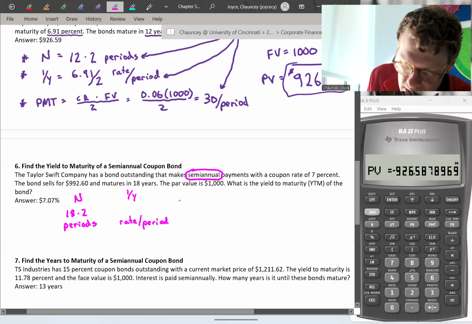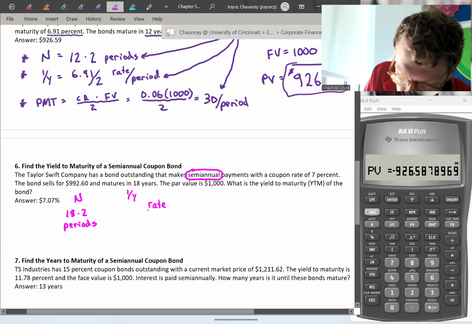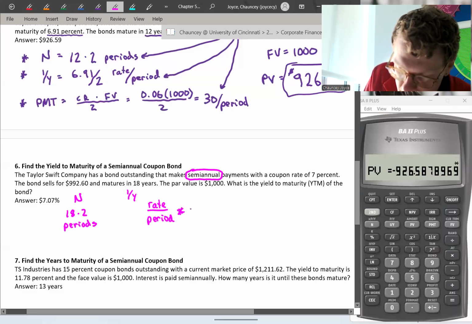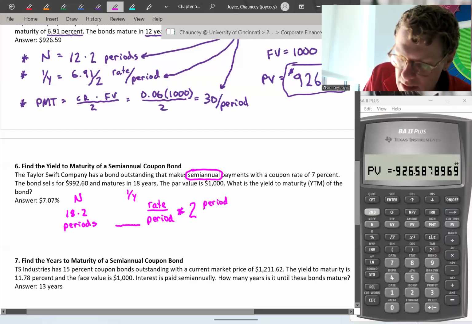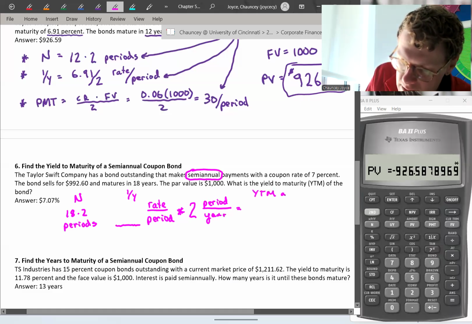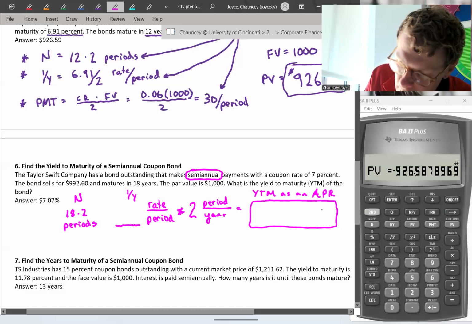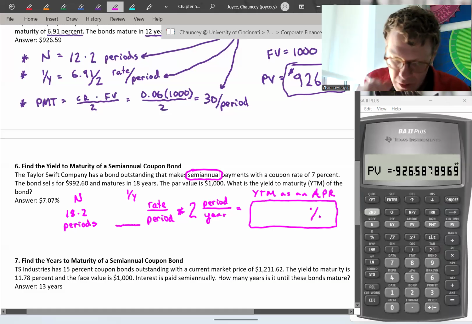Now, we need to get this into a rate per year. So if it's a rate per period and there's 2 periods in a year, we actually need to multiply that answer by 2 periods per year, because there's 2 6-month periods in a year. That's what semi-annual is. So that will come out to yield to maturity as an annual percentage rate, as an APR. So I'm not going to skip that step. I'm actually going to write it down first before I keep going.